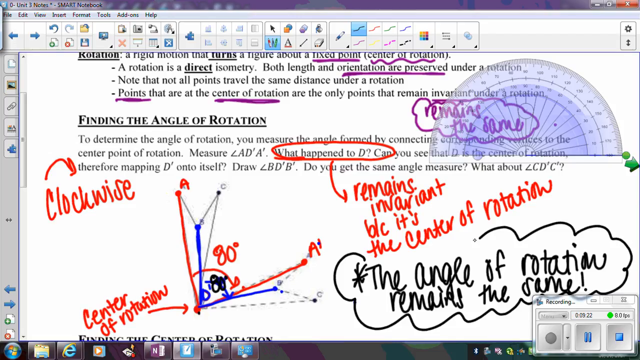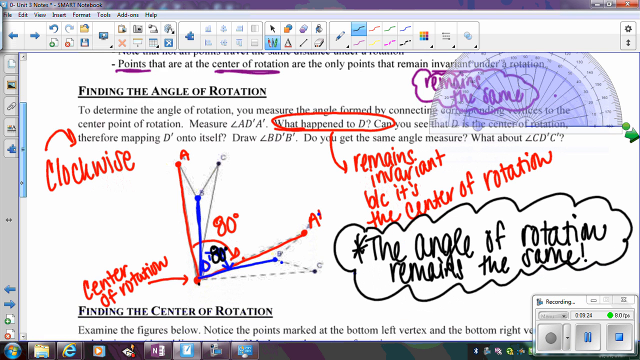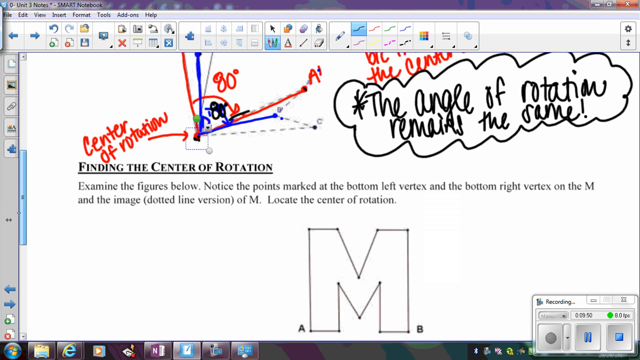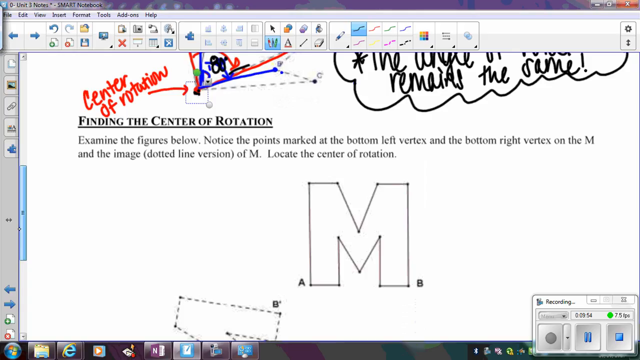So when you're doing these rotations, the angle of rotation will always stay the same every time you're doing it. Now remember what I said, the distance of each point from the center of rotation is different. The distance from A to the center is going to be the same distance to A prime, but the distance from B to the center is a different distance, but the same distance to get to B prime. So the angle of rotation, though, is always going to be 80 degrees. So that's important to make note of. And then the last thing here is if we had to find the center.